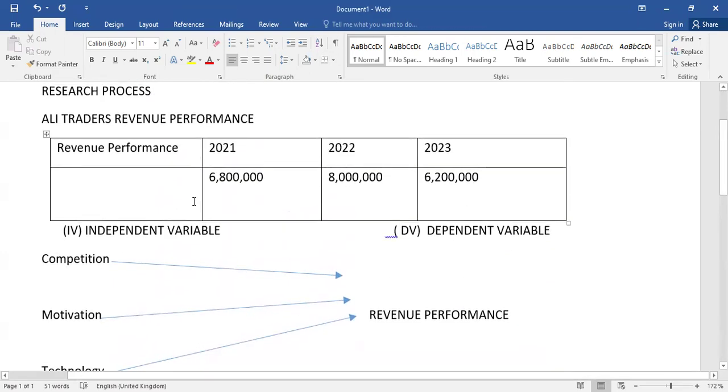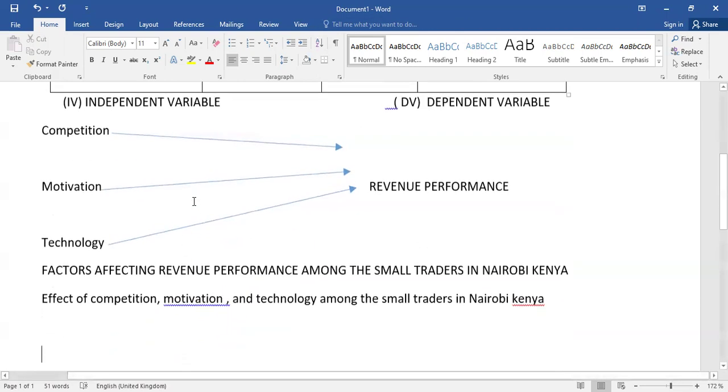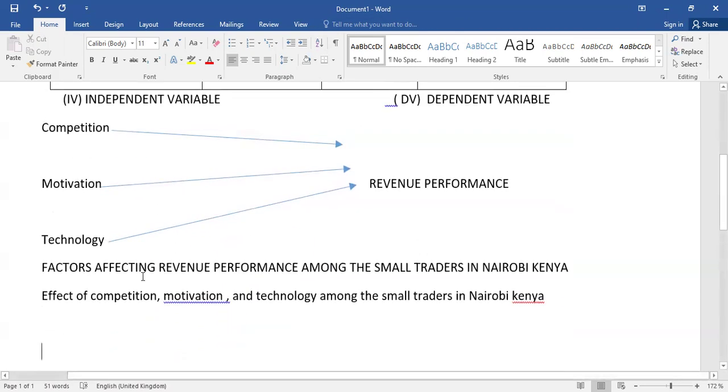Research problem was reduction in revenue. Guys, remember there's a difference between problem, statement problem, and the statement of the problem. We come to that later. But we have known that the problem was there is a decrease in revenue performance from 8 million to 6.2. That was the problem. Now, this becomes the topic that we have stated: the factors affecting the revenue performance among the small traders in Nairobi, Kenya, or the effect of competition, motivation, and technology among the small traders in Nairobi. Now, you have the topic.